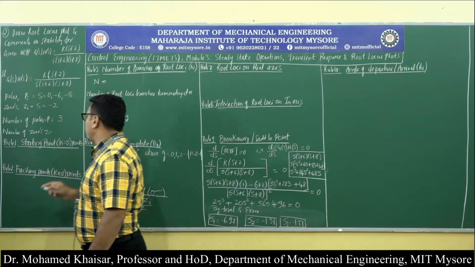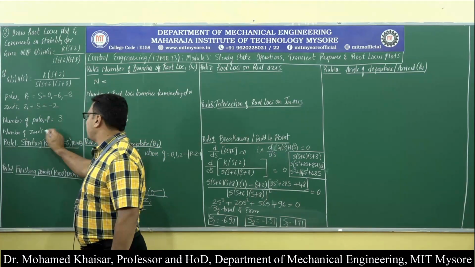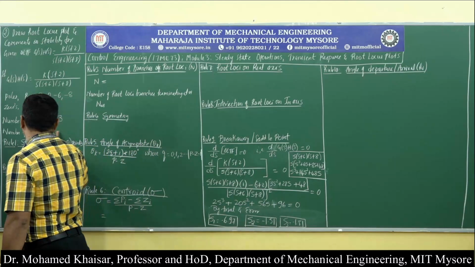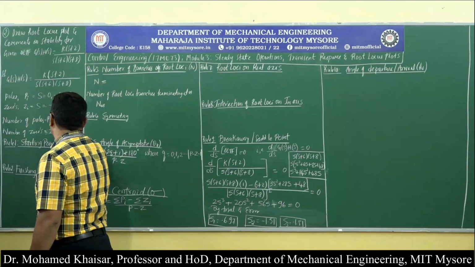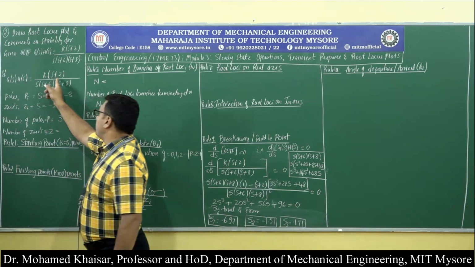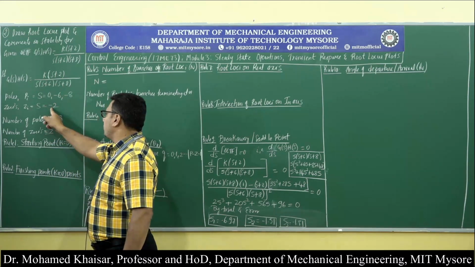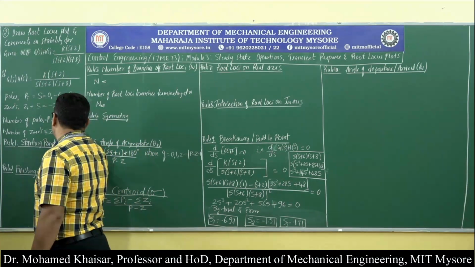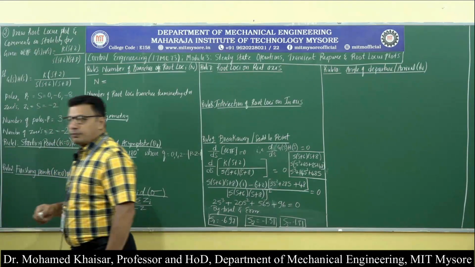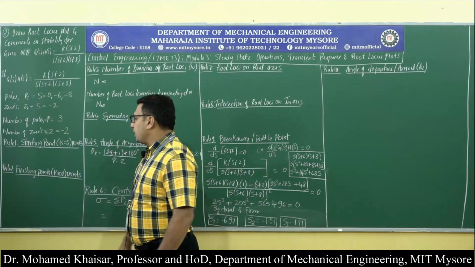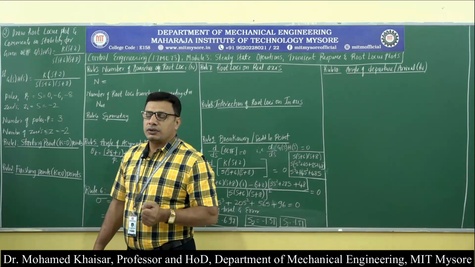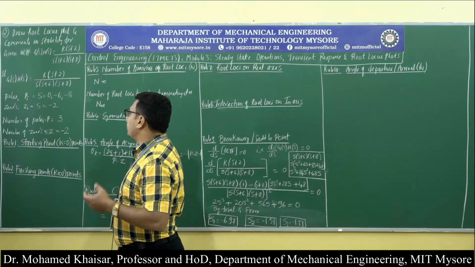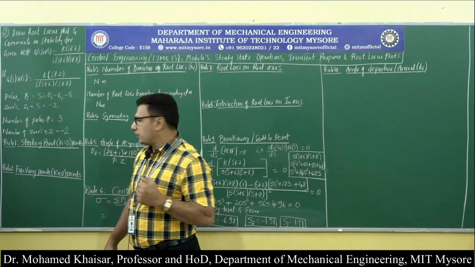Then how many zeros do we have? The number of zeros is denoted by capital Z. S plus 2 means there is only 1 zero, that is minus 2. So there is only 1 zero, that is minus 2. Now let us start applying the rules for evolving the analysis to draw the root locus plot.